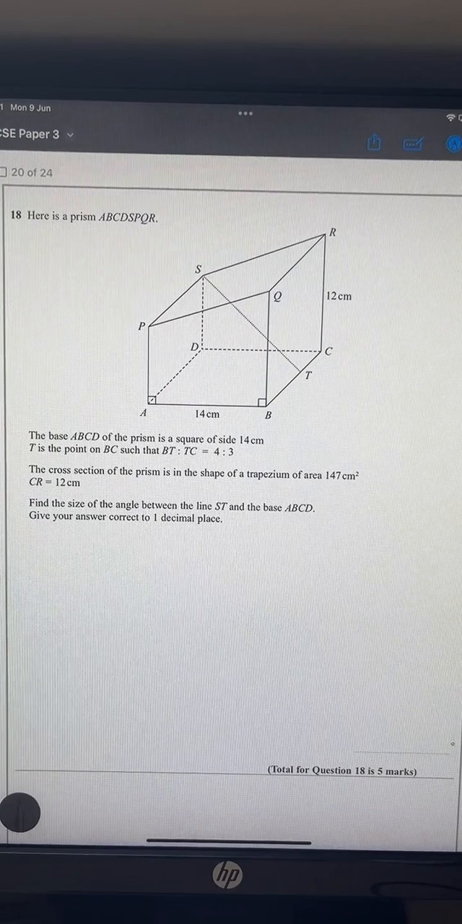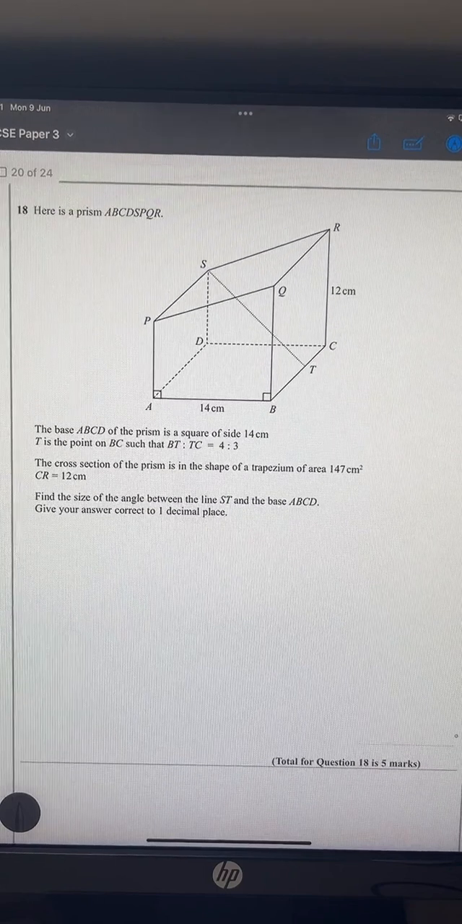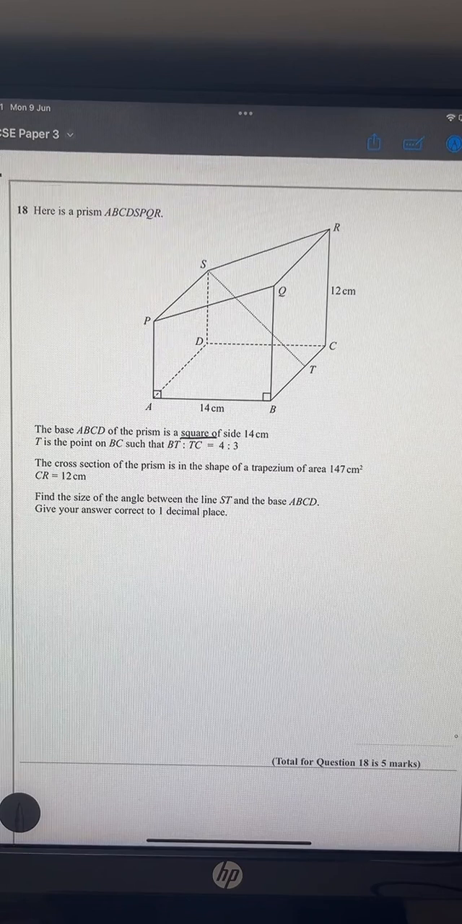All right, question 18. Here is a prism ABCD SPQR. All right, nice. The base ABCD is a square of side 14 centimeters. It's important to note that it is a square. It's a square, right? Which means all the side lengths are going to be the same. That might be a bit of a help for the question because sometimes people forget to note that you are looking at a square and the side is already given. T is a point on BC such that the ratio of BT to TC is 4:3.